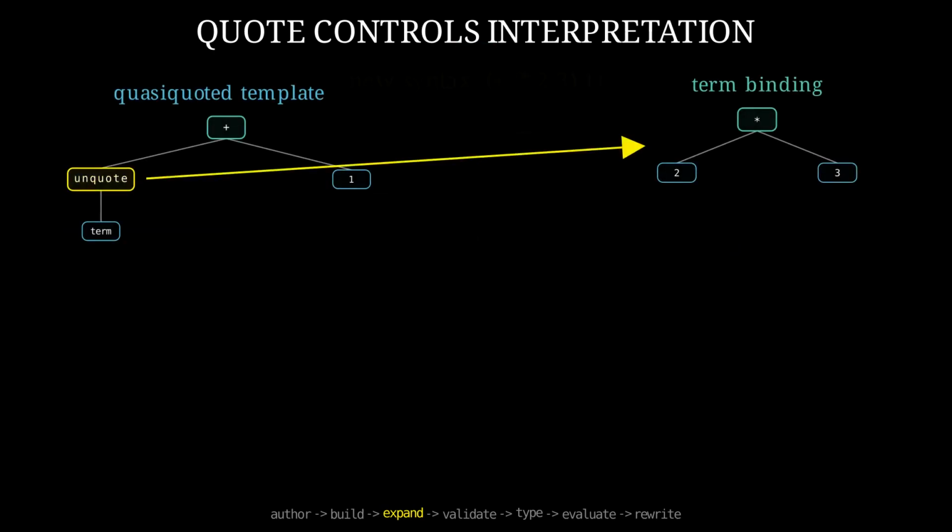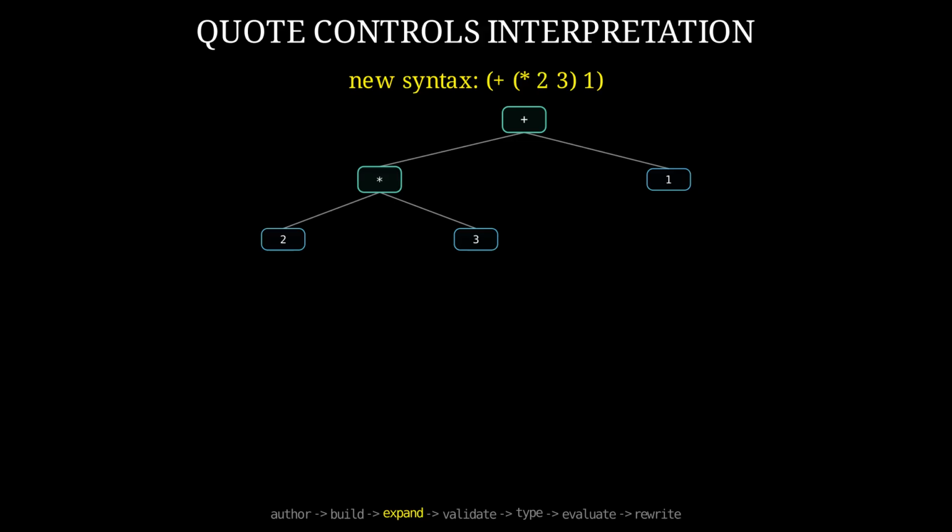Quasiquote turns that data into a template. Most of the tree remains literal syntax. An explicit unquote marks a hole whose value should be inserted. Bind the whole named term to the syntax tree for 2 times 3, and the template becomes plus, the subtree 2 times 3, and 1. We constructed a new program tree. We did not evaluate the multiplication or the addition.